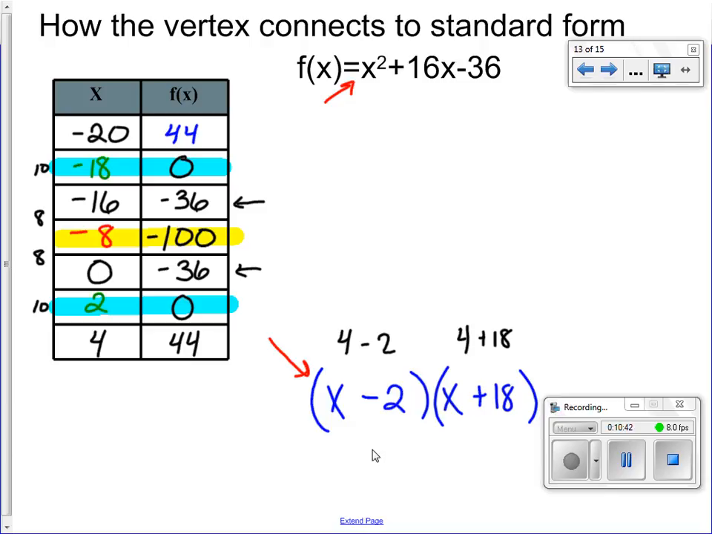But just to make sure, I'm going to go ahead and check it real quick. If I put in negative 20 minus 2 is negative 22. Negative 20 plus 18 would be negative 2. And negative 22 times negative 2 is a positive 44. Alright? So remember, if you keep your inputs spaced out the same distance on either side of the vertex, you only have to do half the work. I could just find maybe these and know that they'll match all of those values. Alright? So let's take a look at another.